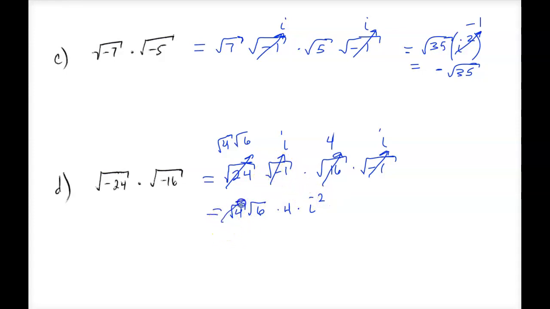So here, this just ends up being 2. So that's 2 times 4, which is 8, times the square root of 6, which is here. And then, of course, i squared is equal to -1. So that ends up being -8 times the square root of 6.